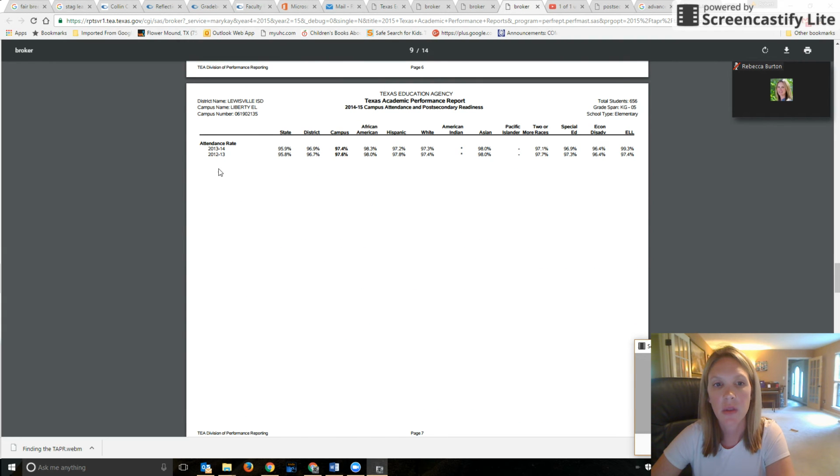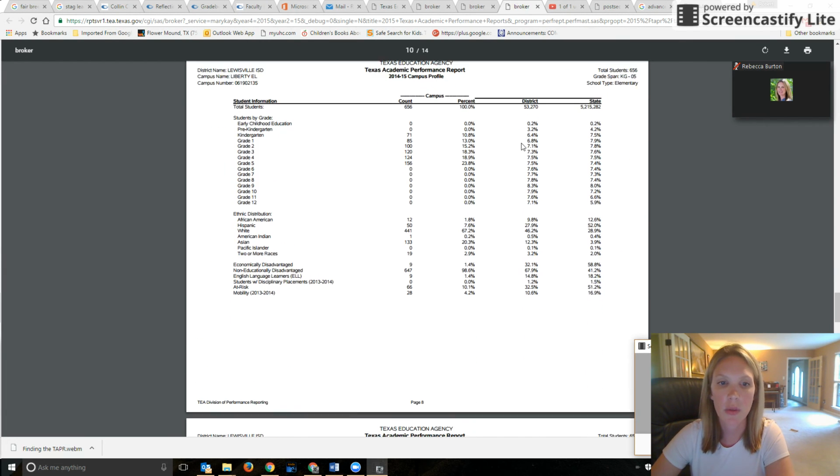So scrolling down, it will always give you your attendance rate, which is important to note because that's specifically and directly related to funding. So you can see which populations might be dipping or having a harder time in attendance and specifically target those groups. So in this particular case, special education and economically disadvantaged have the lowest attendance rate percentages, so you might want to target those populations.